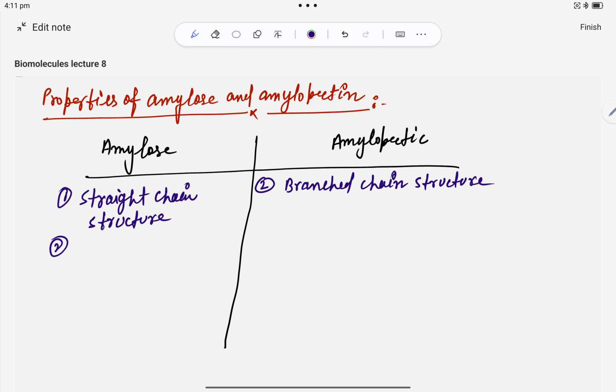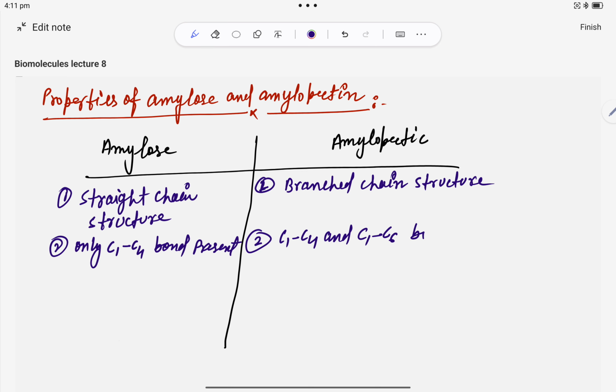Point number 2, only C1 C4 bond present. That means one alpha D glucose carbon number 1 and second alpha D glucose carbon number 4 are connected. That is for amylose. For amylopectin, C1 C4 and C1 C6 bonds are present.